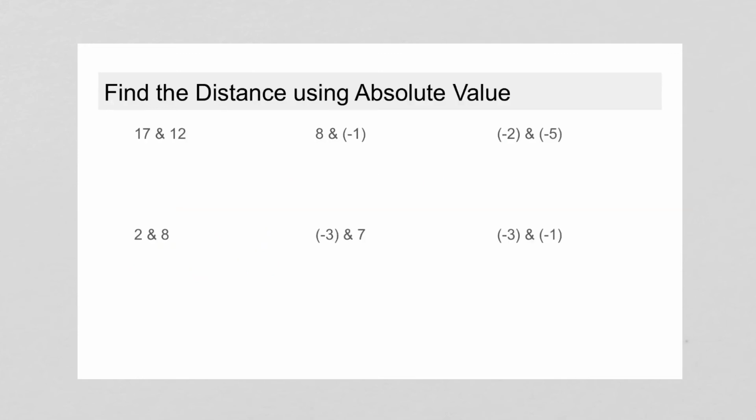So let's practice that. Find the distance using the absolute value. I'll set one up here with you. Let's do the first one together. We're going to have, let's try 17, the absolute value of 17 minus 12. Well, what is the difference between 17 and 12? We know that is 5. The absolute value of 5 is just 5. So our answer here is 5.